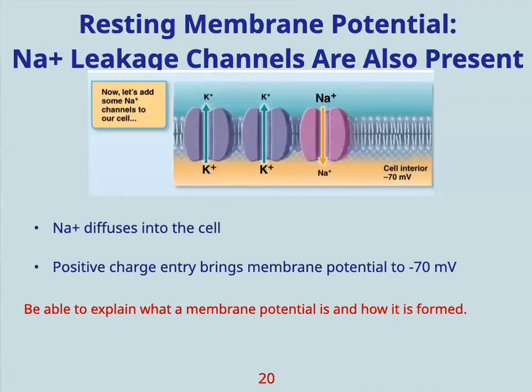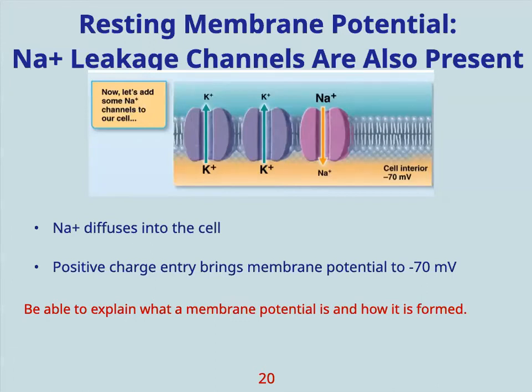So this slide just reminds you that there are also a few potassium leakage channels, but they are a lot less abundant than potassium leak channels. So we can consider what happens when we have these sodium leak channels. Which direction is sodium going to travel? Sodium should enter into the cell because it exists in higher concentration outside of the cell, right?